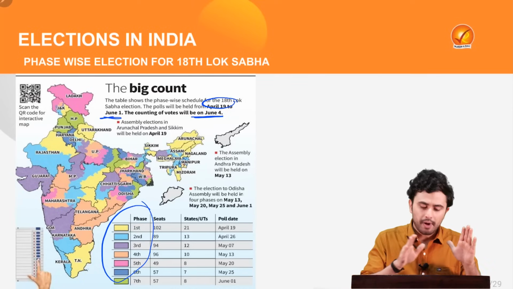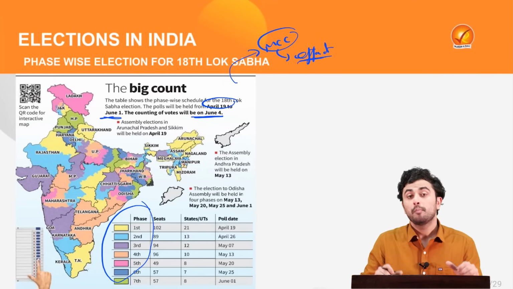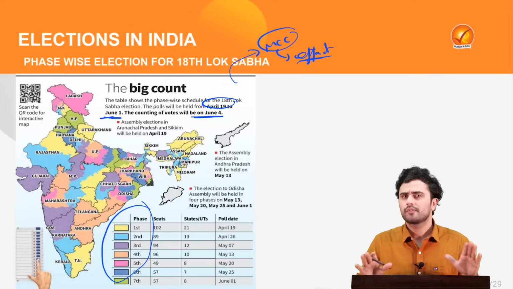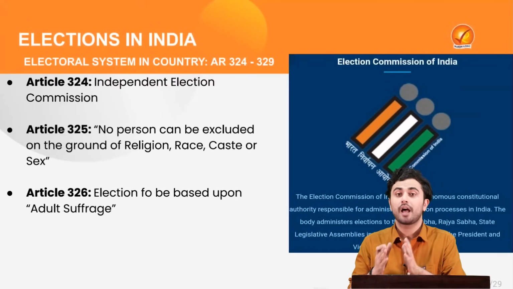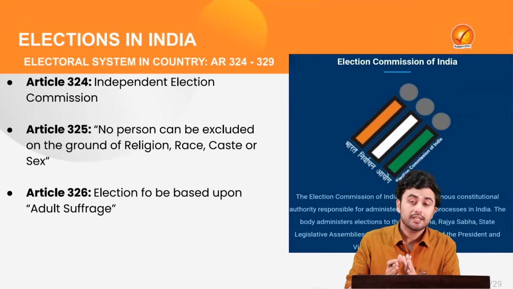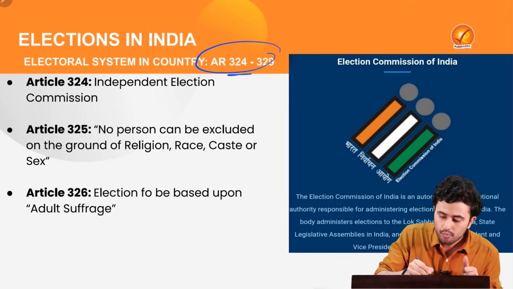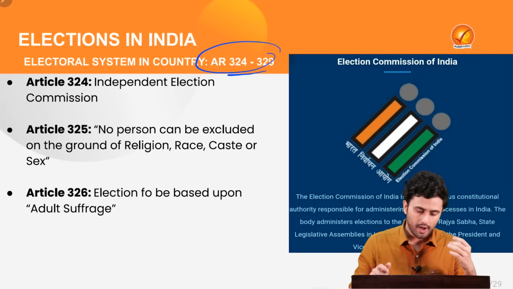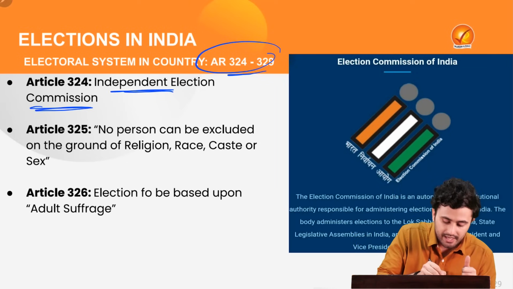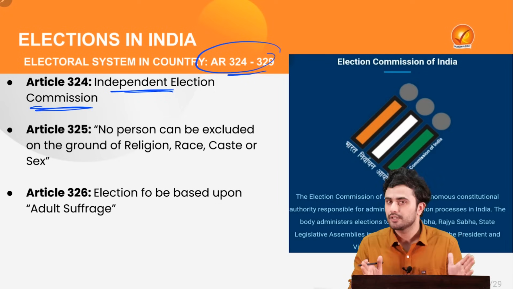With this announcement by the Election Commission, the Model Code of Conduct has immediately come into effect. But before we study the Model Code of Conduct, let's first try to understand the election system which exists in our country and is regulated under the constitutional provisions from Article 324 to Article 329. Article 324 provides for an independent Election Commission to ensure free and fair elections in our country.